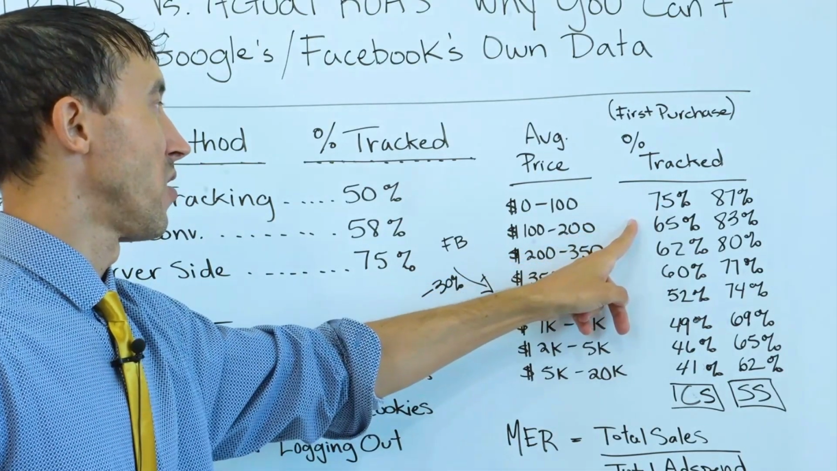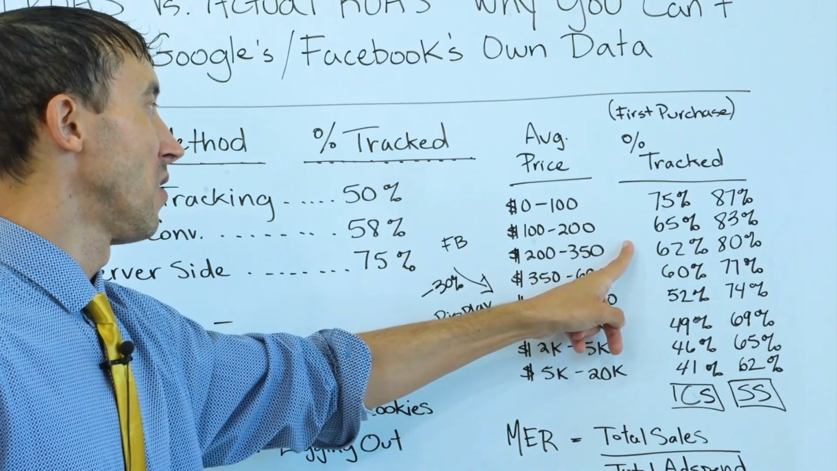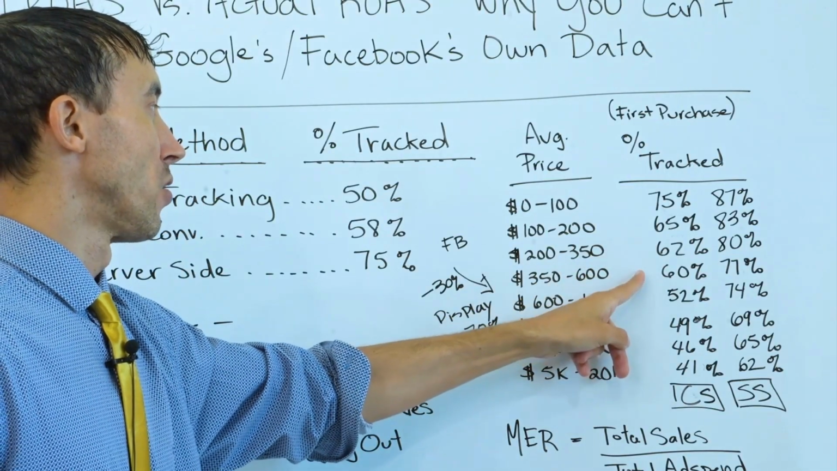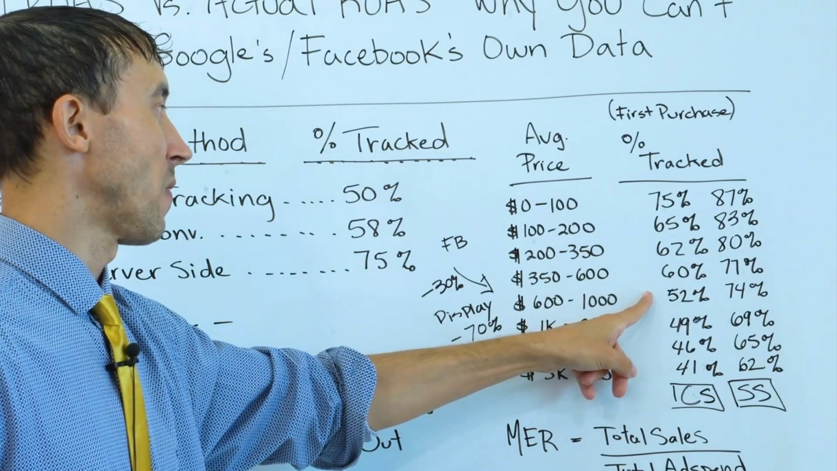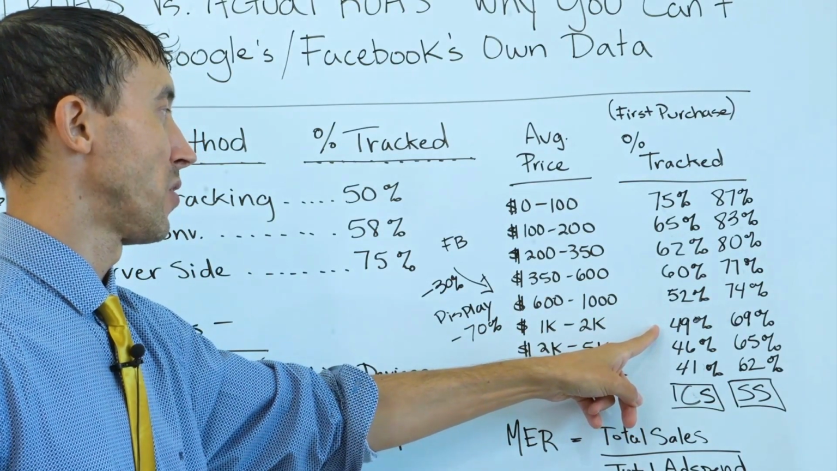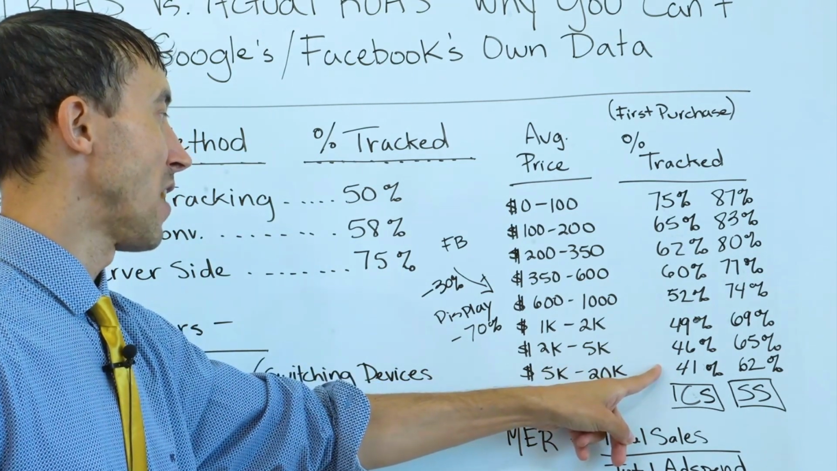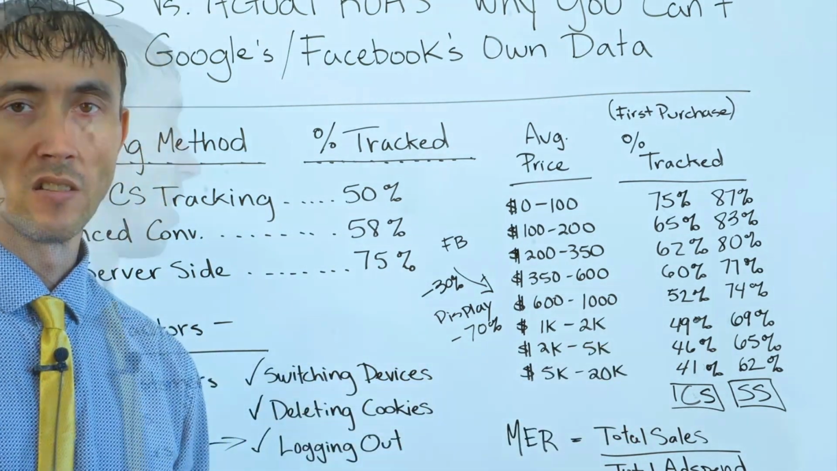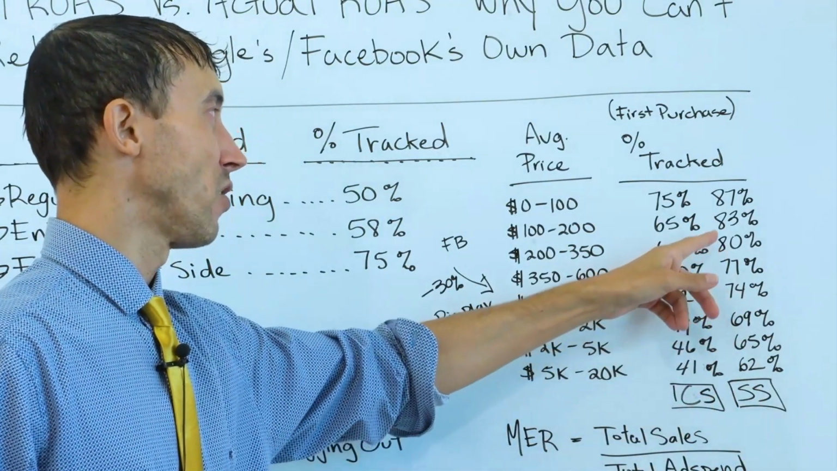If you're between $100 and $200, it should be 65% tracked; $200 to $350, 62% tracked; $350 to $600, 60% tracked; $600 to $1,000, 52% tracked; $1,000 to $2,000 in price, 49% tracked; $2K to $5K, 46% tracked; $5K to $20K, 41% tracked.